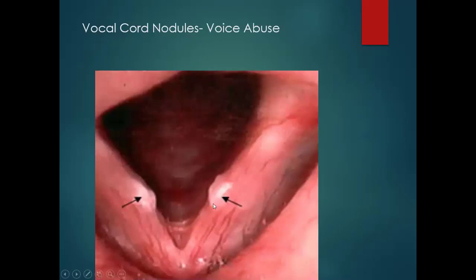This is a picture of vocal cord nodules. These are the nodules, and you can see the vocal cords also appear congested. It's commonly due to voice abuse. We see this in children who are shouting a lot, teachers, and also in singers.